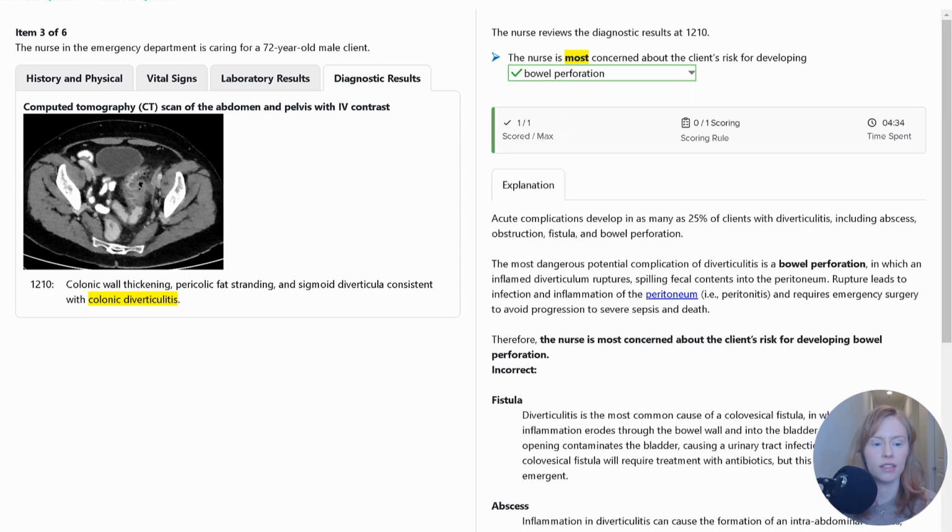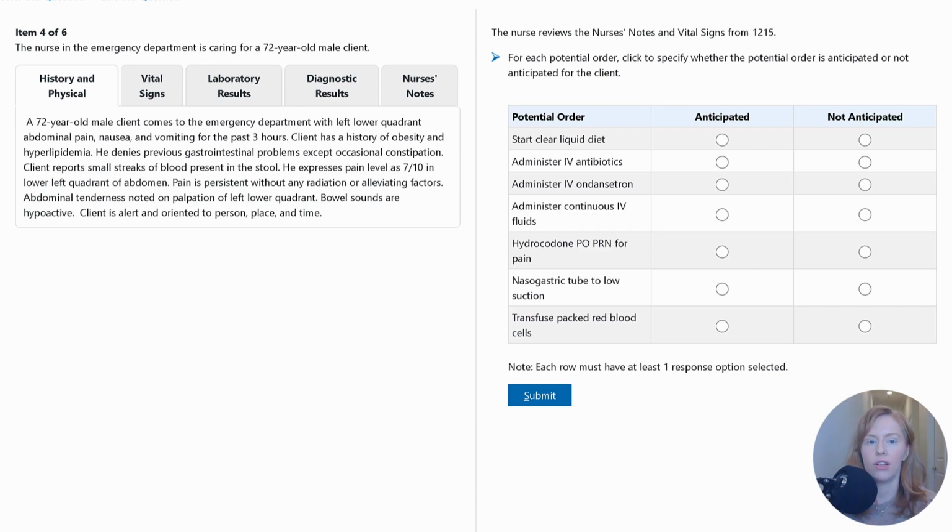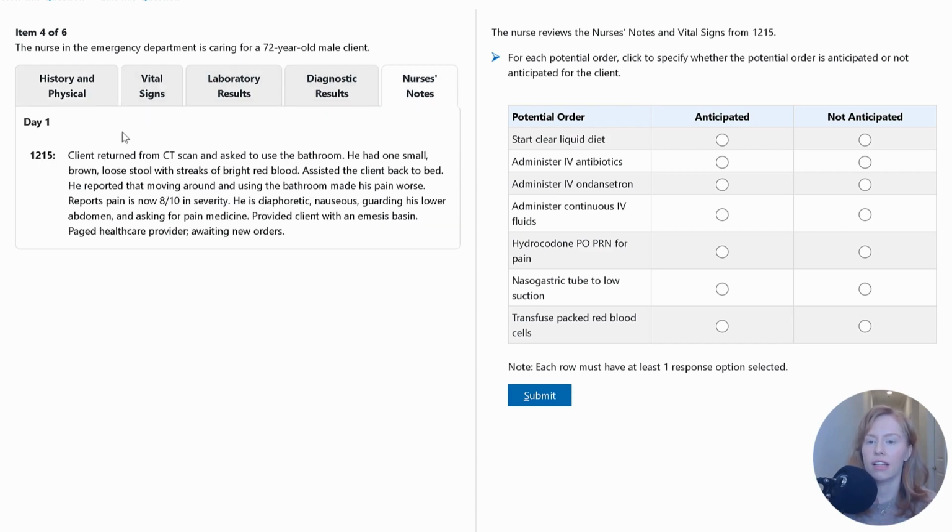And we're correct. And then moving on to our fourth question, now we've got new nurse's notes and vital signs from 12:15. So let me look at my nurse's note here. All right, client returned from CT scan and asked to use the bathroom. So he just got this CT, now he's come back to the room. He had one small brown loose stool with streaks of bright red blood. We assisted him back to bed.